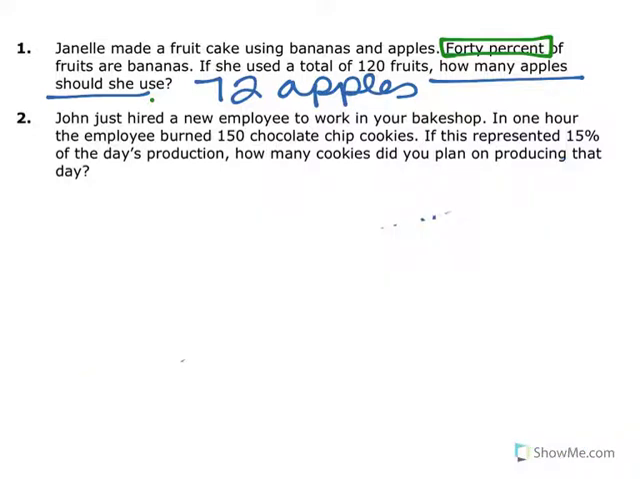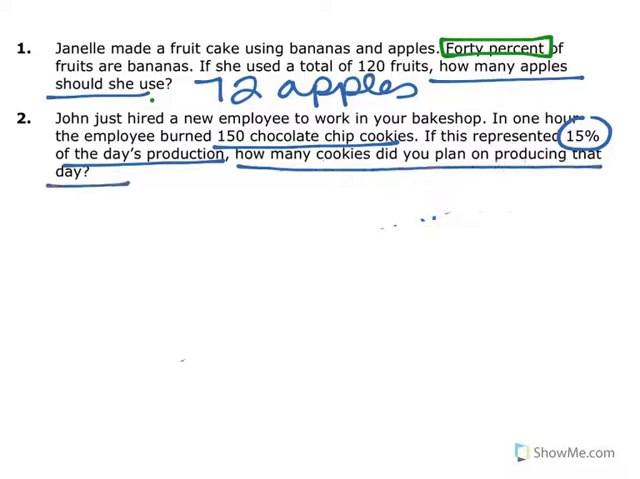All right, so the next problem says John just hired a new employee to work in your bake shop. In 1 hour, the employee burned 150 chocolate chip cookies. If this represented 15% of the day's production, how many cookies did you plan producing that day?